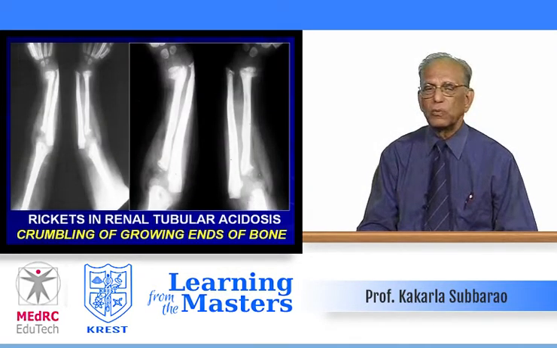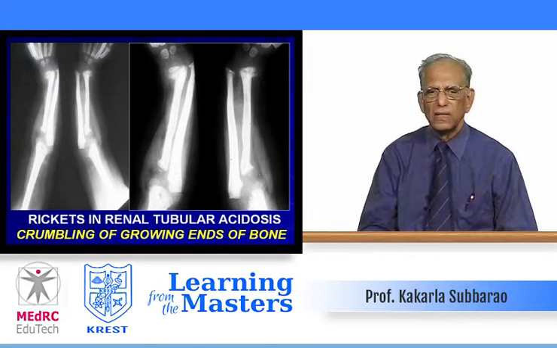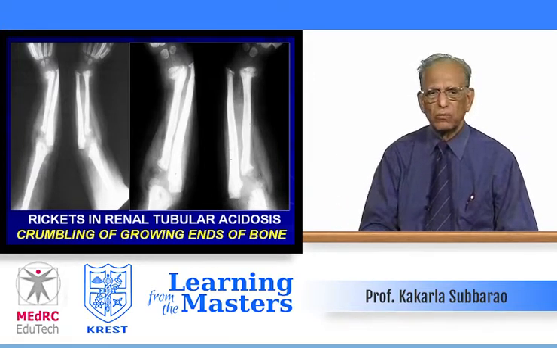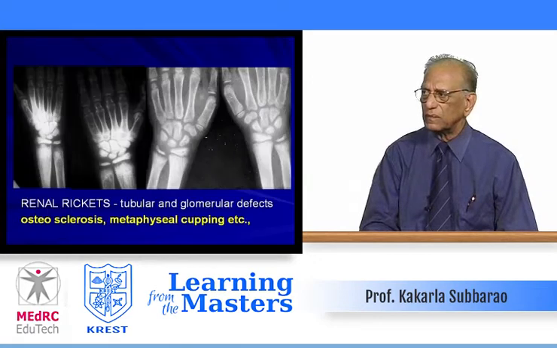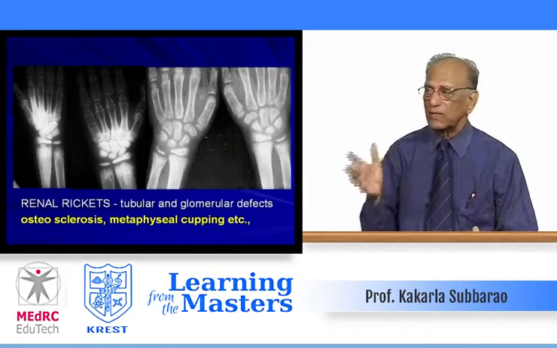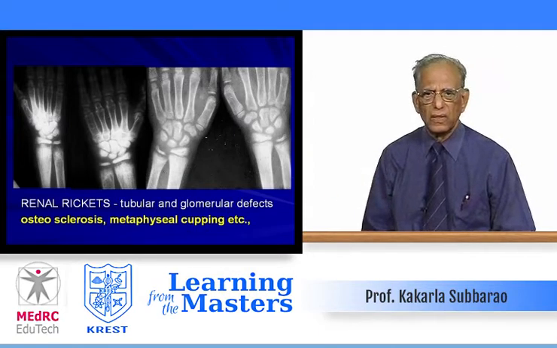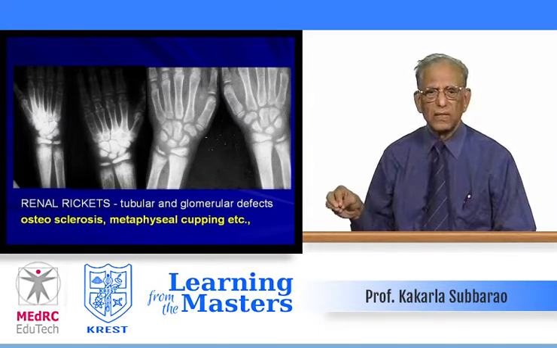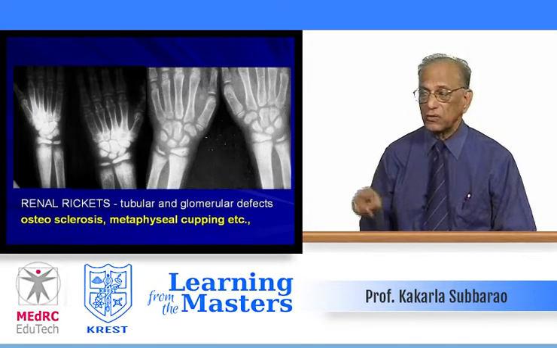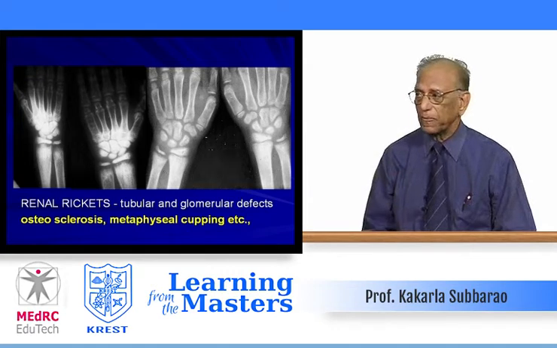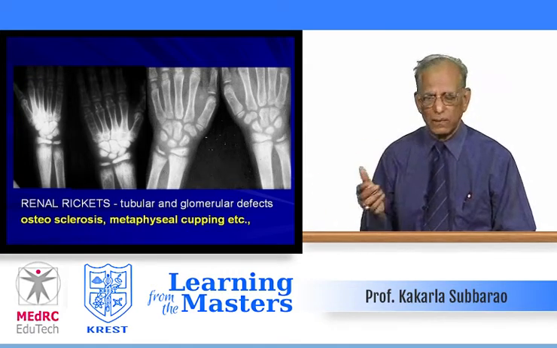Rickets in renal tubular acidosis. Look at the deformities at the wrist and some changes in the wrist also. Look at the proximal end of the radius. Metaphyseal cupping is there. Crumbling of growing ends of bones. This is renal rickets. Why is it renal rickets? Both tubular and glomerular defects can occur, and the primary cause for this rickets is renal abnormality. Osteosclerosis is predominant in renal rickets as opposed to dietary rickets. And metaphyseal cupping, etc. are common.